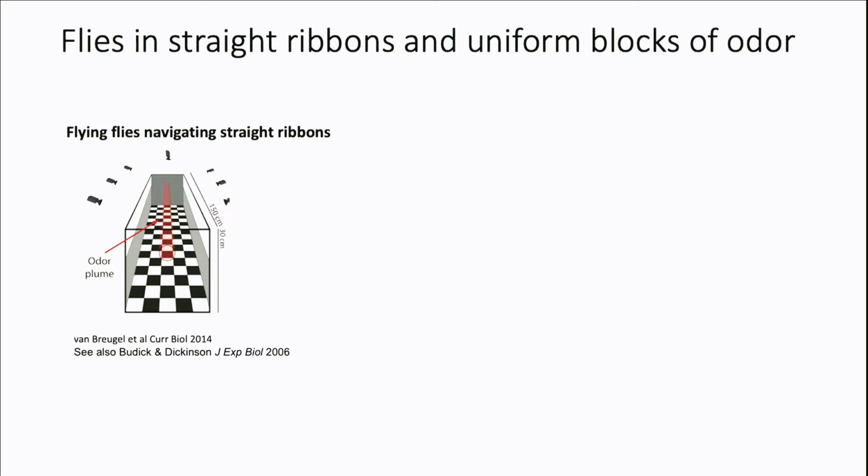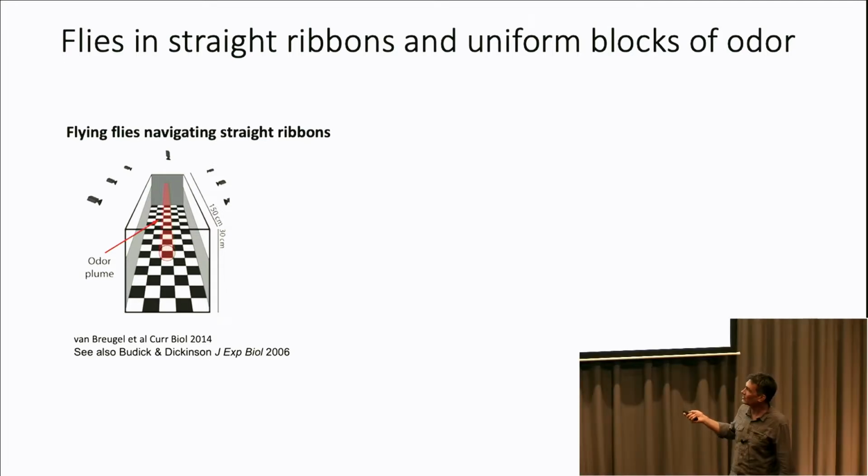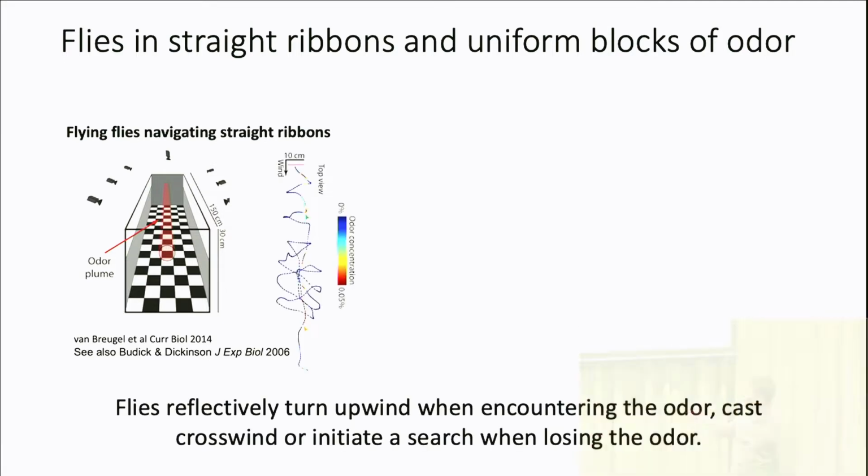And more recently, there have been experiments in the lab where, still because it's hard to see the odor, one thing that you can do is establish a very straight plume in a laminar wind. And this is data from Michael Dickinson's lab where he looked at flying flies. Since he knows where the odor is, he can tell when the fly is encountering or losing the plume. And again, he found that the fly reflexively turned upwind when encountering the plume.